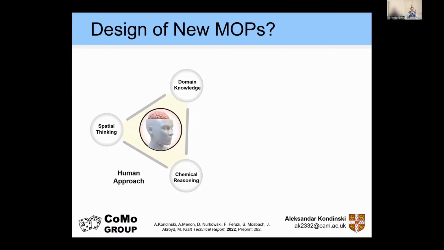How do we design MOPs? One way, the human approach, would be to use our domain knowledge. We know so many structures of MOPs, and we can think about how their building blocks, the secondary building units, are compatible with each other. But then we have to consider the spatial thinking, and I will come to that in a moment.